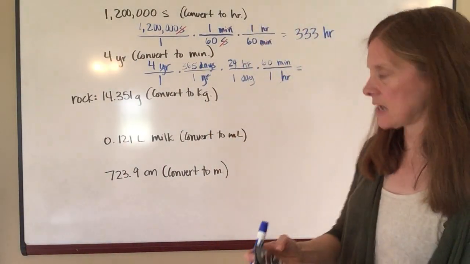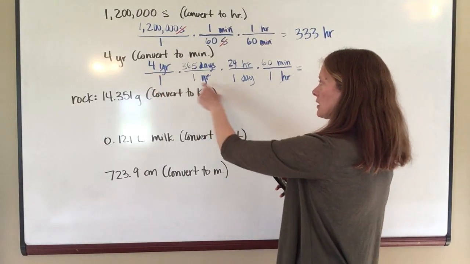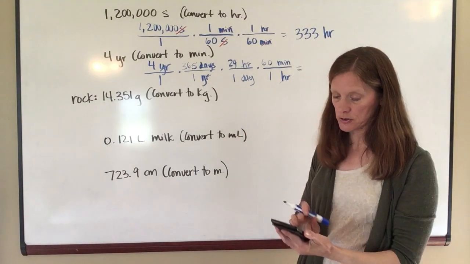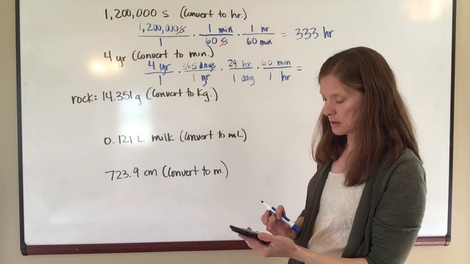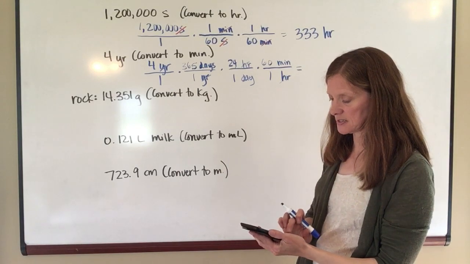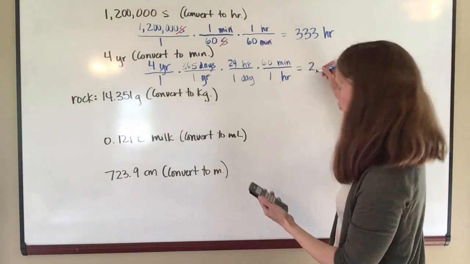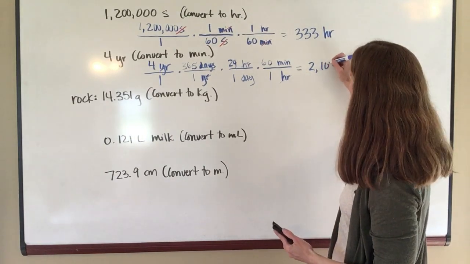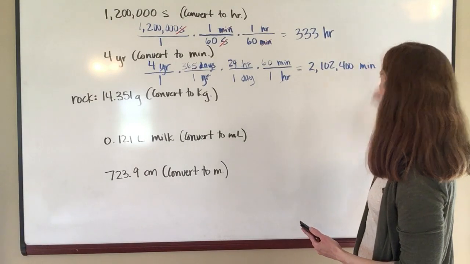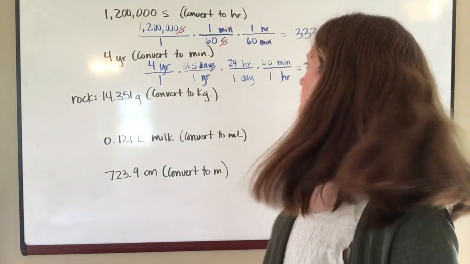So again, I'm going to take my calculator. Now this time, everything on the bottom is a 1, so this time I'm going to be multiplying that out. I'm going to take 4 times 365 times 24 times 60, which is going to give me 2,102,400 minutes. Okay, that's how many minutes my grandson has been alive.